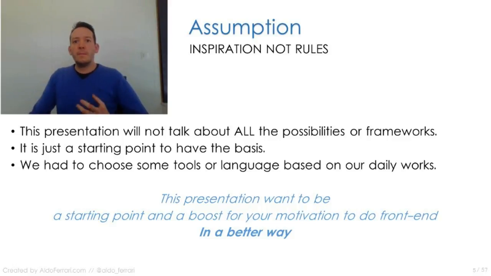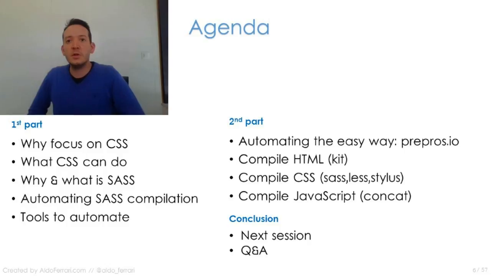Today I divided the presentation in two parts so that you can decide what you want to focus on, and I hope that you will focus on the whole presentation, of course. The first part will explain what CSS is in a general way, giving some examples of what CSS can do, why we use Sass and what it is, how we can automate Sass, this compilation of the language, and we will stop at the tools.